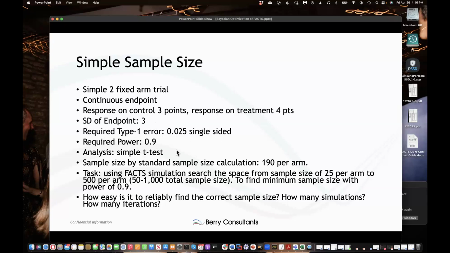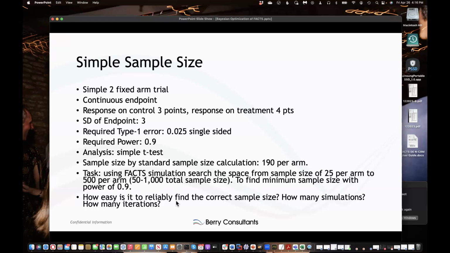The analysis will be a simple t-test, and of course we can calculate the answer to this. We don't need simulation. This is so we can actually test our simulation and our optimization. And the correct answer is 190 per arm, or a sample size of 380. So we started by running facts over quite a big search space. So we ran 10 simulations in the range of 25 per arm to 500 per arm, or 50 to 950 total sample size.